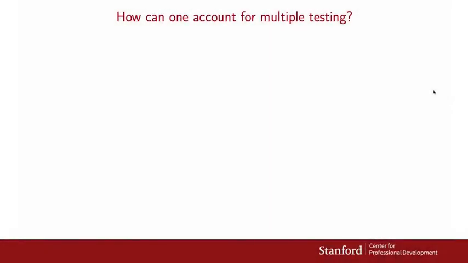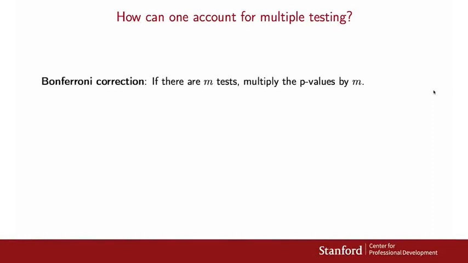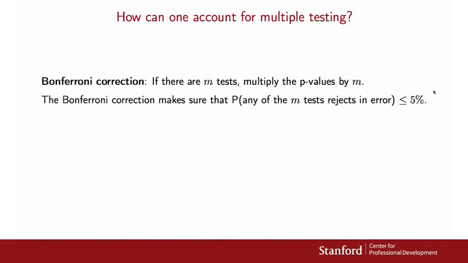We will look at three methods that account for multiple testing. The first one is called Bonferroni correction. It simply means that if you do m tests, you multiply the p-values by m. What that correction does is it makes sure that the probability of a type 1 error is still at most 5%. That means the probability of any of the m tests rejecting an error is smaller than 5%. On the other hand, the price you have to pay is that the p-values get bigger. After all, you multiply them by m.